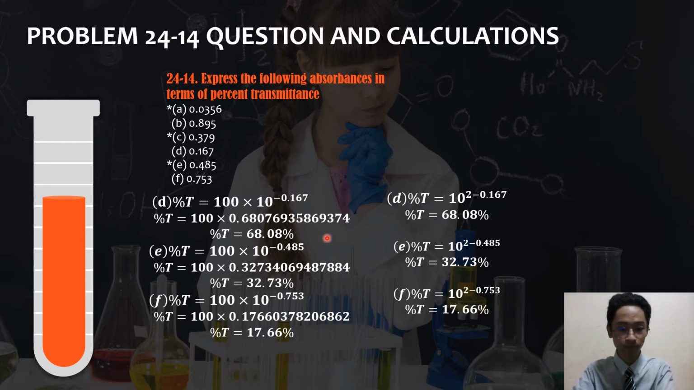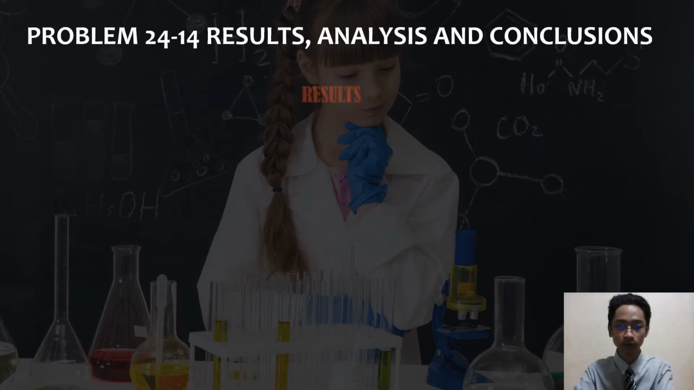So we get 68.08% T for D, 32.73% T for E, 17.66% T for F.